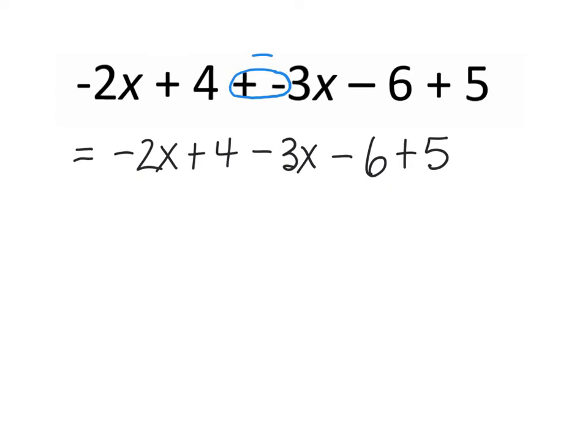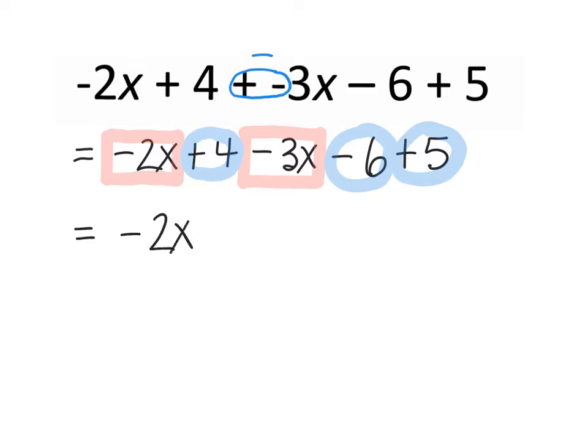From here, I will look to collect the like terms. So I'll have to decide, first of all, what are terms that are like each other. So the negative 2x is like the negative 3x. They're like terms because they both have x's in them. That leaves the remaining terms, the positive 4, the negative 6, and the positive 5, to also be like terms. So we'll rearrange so that the like terms are beside each other, writing the negative 2x and the negative 3x next to each other. And all these remaining integers will also need to be written beside each other.